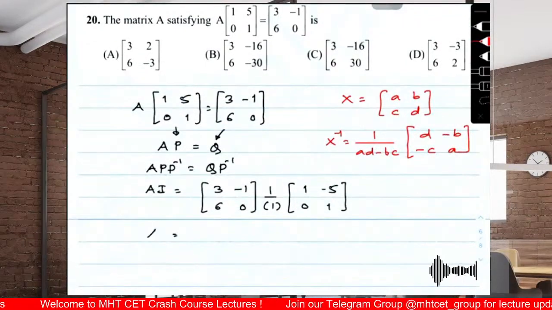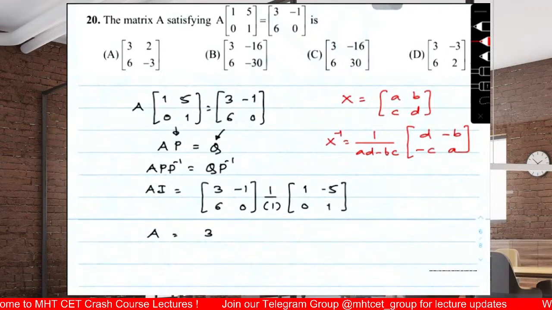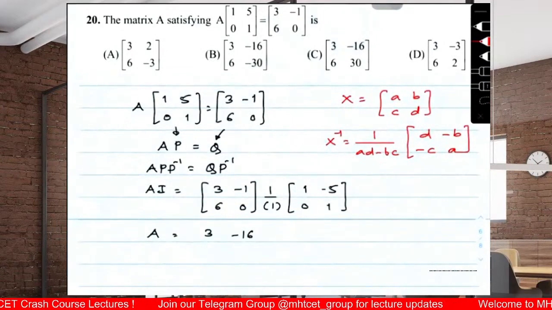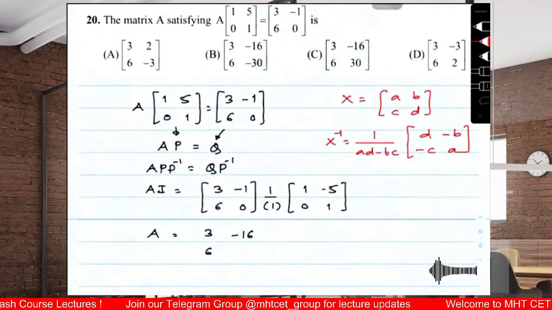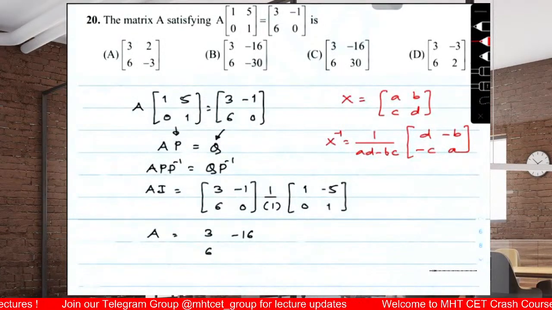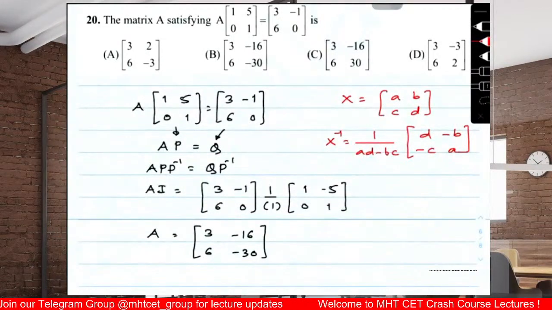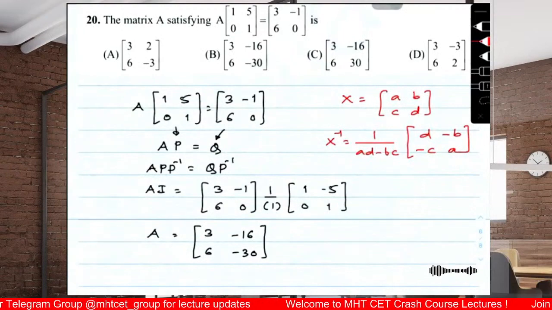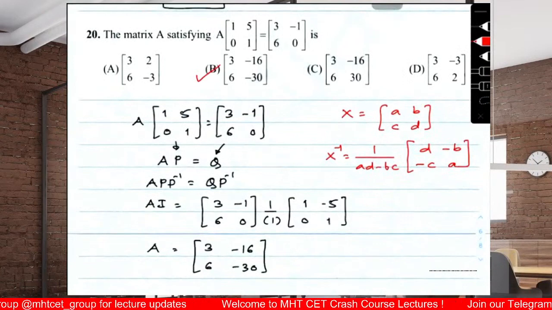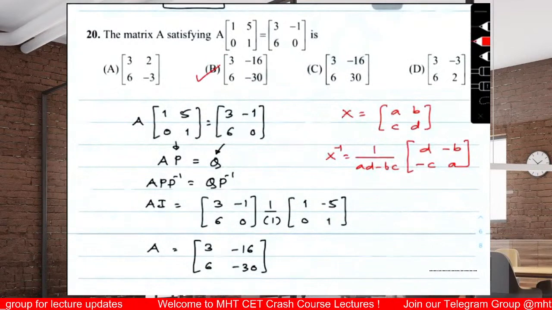And when you multiply these two, A into I is A, this is 3. Okay, then 3 into minus 5 is minus 15, minus 1 is minus 16. 6 into 1 is 6. And then 6 into minus 5 is minus 30. So 3 minus 16, 6 minus 30, that is option B. Okay, you can also check by options if you want.